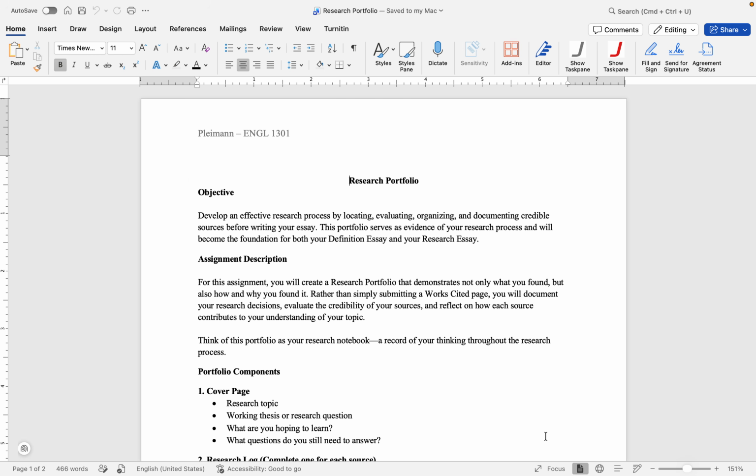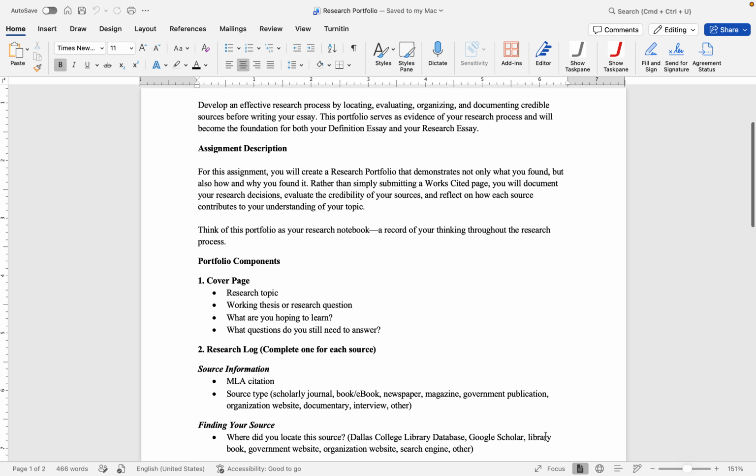So the objective of this assignment is to develop an effective research process by locating, evaluating, organizing, and documenting credible sources before you write your essay. This portfolio is going to serve as evidence of your research process and will become the foundation for both your definition essay and your research essay. You will create a research portfolio that shows me not only what you found, but how and why you found it.